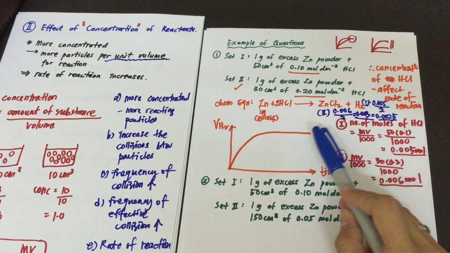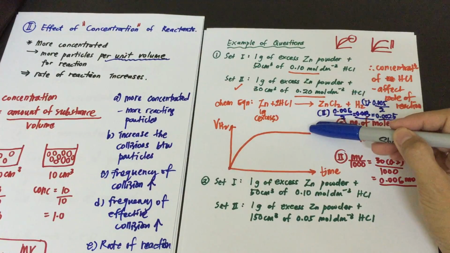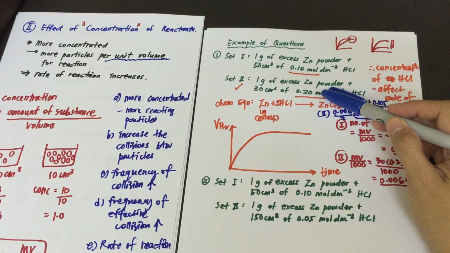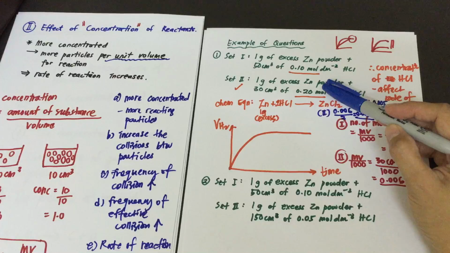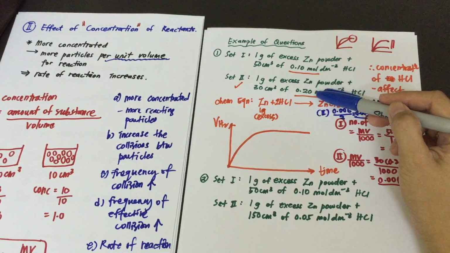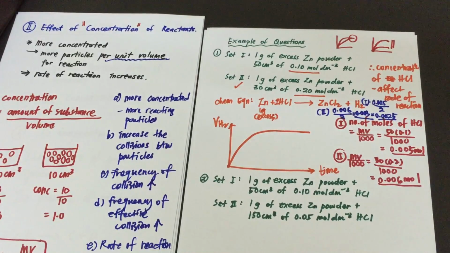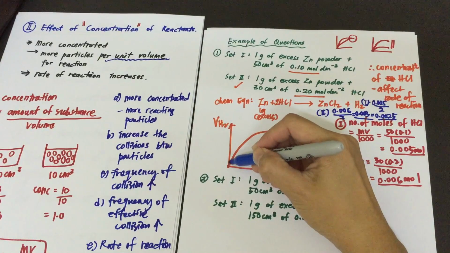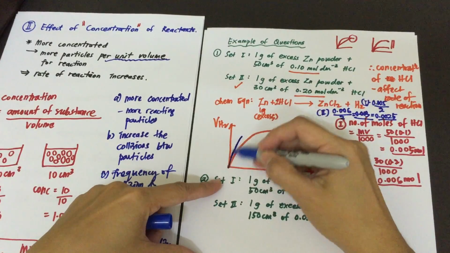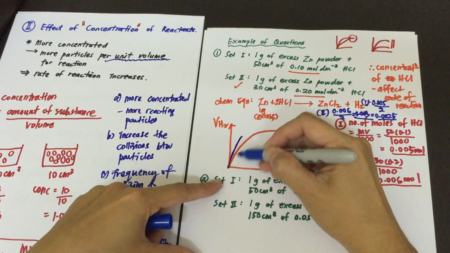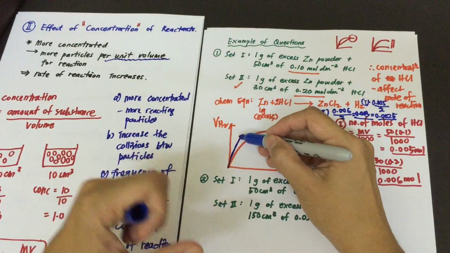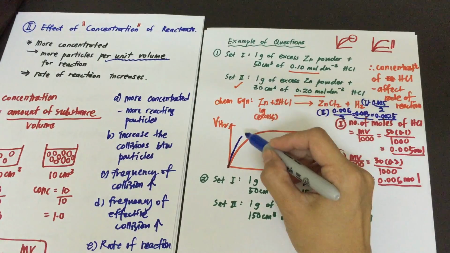set. Okay, so that means the second set will have a higher ending in the graph compared to the first set. And the second set will also have a higher concentration. That means a higher initial rate of reaction. So now we draw the second set. If the second set has a higher initial concentration, make sure the second set has a higher starting of the graph, because it gives a steeper gradient, which means a higher rate of reaction.